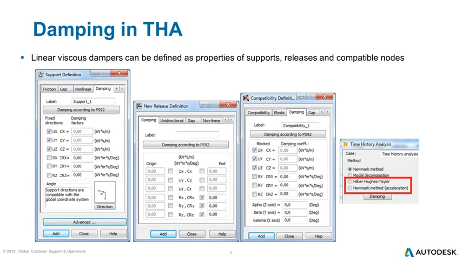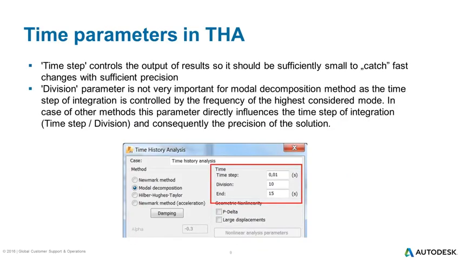Linear viscous dampers can be defined as properties of supports, releases, and compatible nodes on the damping tabs of their definition dialogs. They are supported only in the two methods of time history analysis marked on this slide. Nonlinear viscous dampers are not available in the current version of Robot. Mind to match the time step with the speed of changes in loads. If you have fast-changing loads, the time step should be small enough to secure the precision of the solution. The same applies to the number of divisions for all but the modal decomposition method.